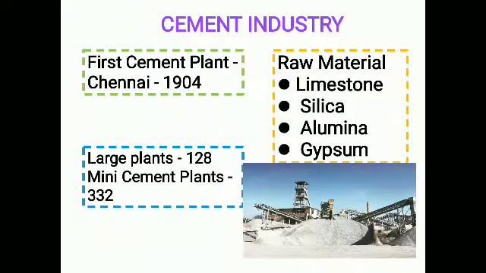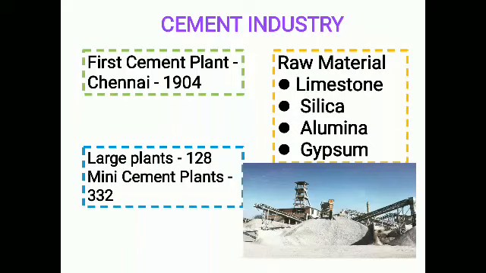The next type of industry is the cement industry. Cement is essential for construction activity such as building houses, factories, bridges, roads, airports, dams and other commercial establishments. The first cement plant in India was established in the year 1904 in Chennai.